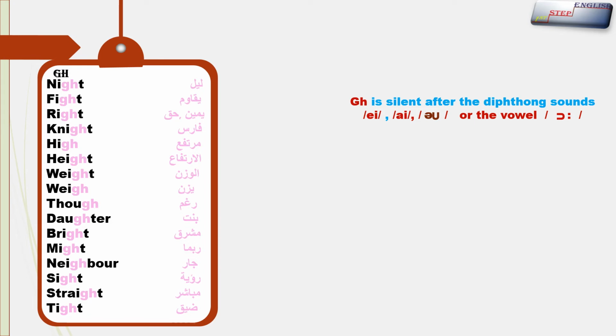I have read that words written with GH came from Germanic origin. This is why this cluster is silent in some English words, but not all of them.